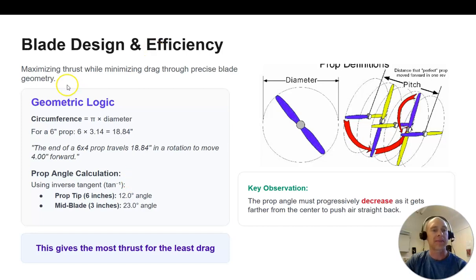The goal is to maximize thrust while minimizing drag through precise blade geometry. Mr. Thomas, there's a lot on this slide. But let's explain this. You don't have to write this stuff down. I just want to explain what's going on with this.